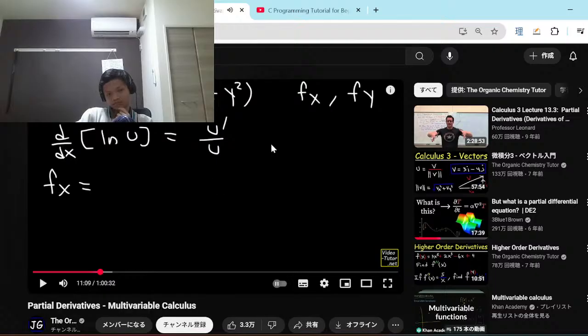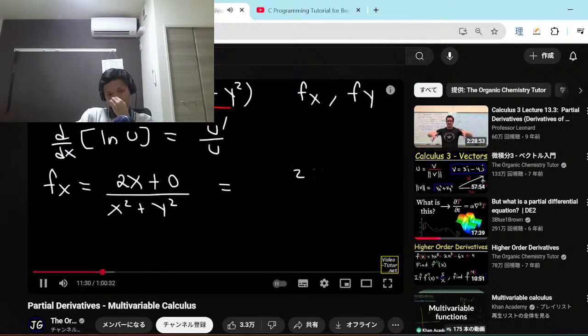So it's going to be the derivative of the stuff inside. That is the derivative of x squared plus y squared. The derivative of x squared is 2x. And y squared we're going to treat as a constant because we're trying to find the partial derivative with respect to x. So y squared is 0, divided by the original x squared plus y squared. So it's simply 2x over x squared plus y squared.